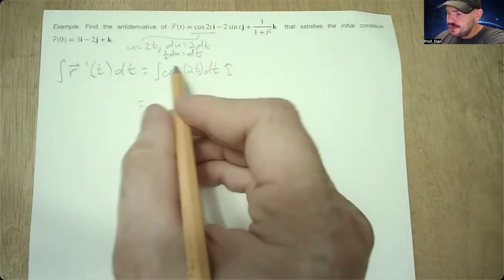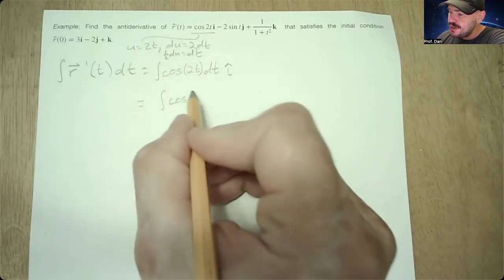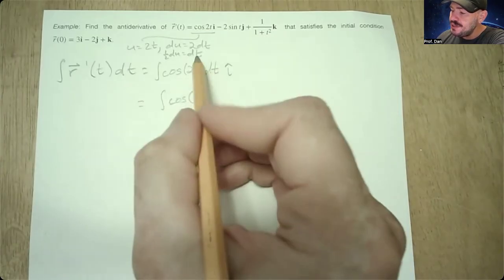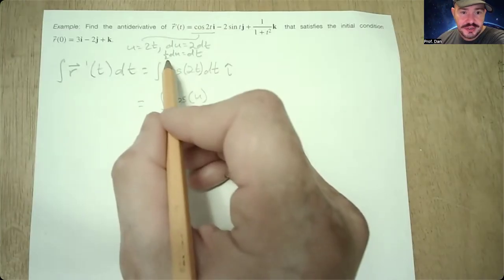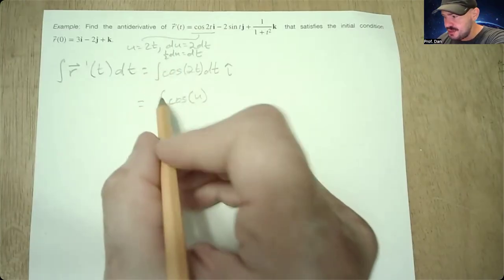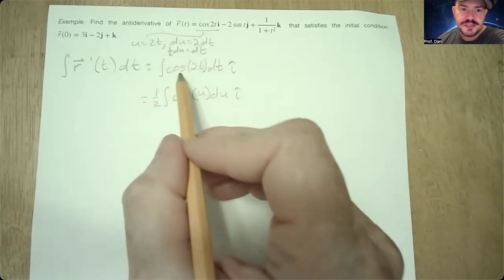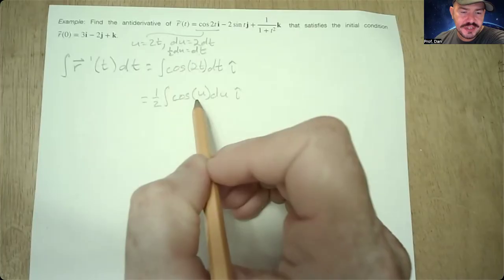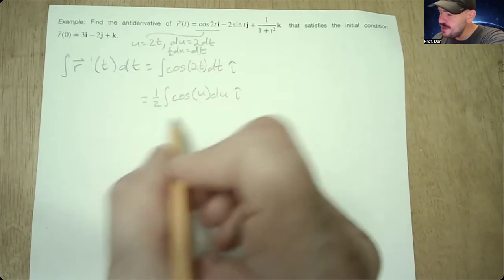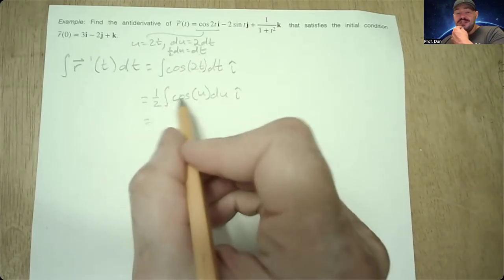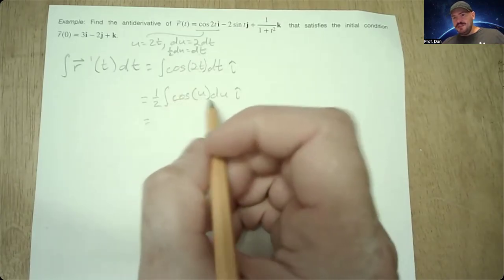So when I take the antiderivative, I can make all of these substitutions: replace the 2t with u, and replace dt with 1/2 du. But since 1/2 is a multiplying constant, I can just take it out front of the integral. So essentially, this antiderivative is going to give us the same thing that this one would. And now I'm just taking the antiderivative of cosine of u, which would be positive sine of u.